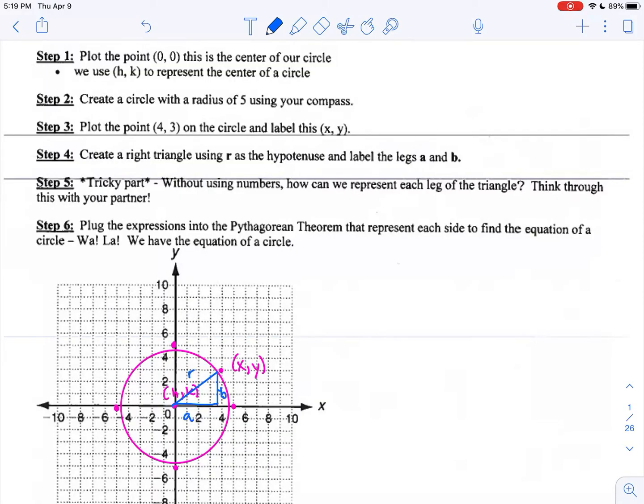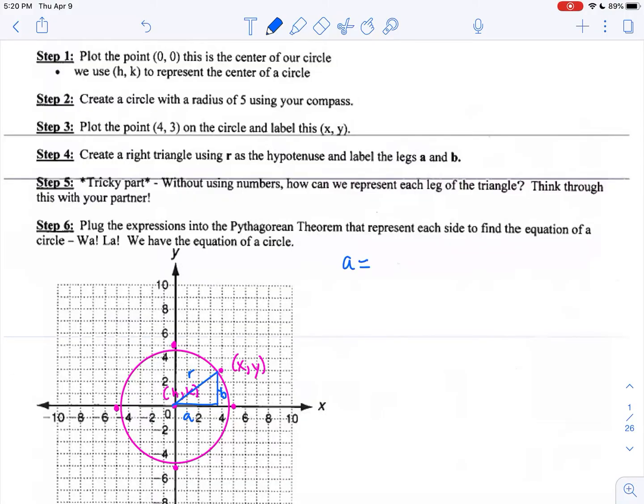The tricky part of this was step 5. How do we represent each one of the legs without using numbers? Well, I know my triangle is not exactly perfect, but if we look at where that coordinate point is, 4, 3, when we plotted it, we went right 4 and up 3. In other words, right 4 is the change of x, and then up 3 is the change of y, which should sound vaguely familiar to you guys, or really familiar in terms of what you learned last year in slope.